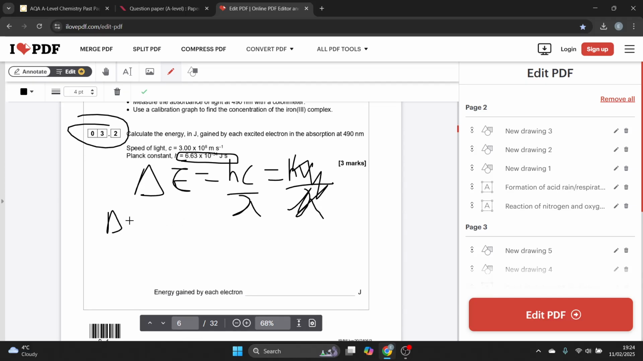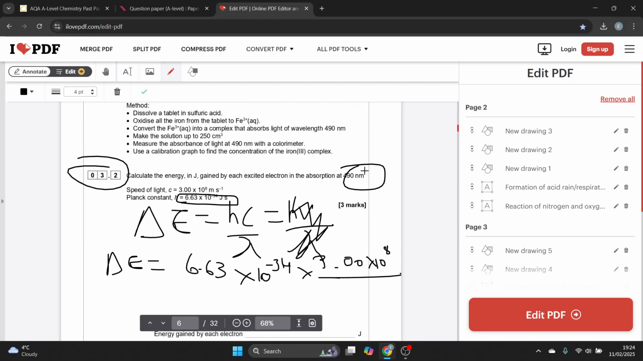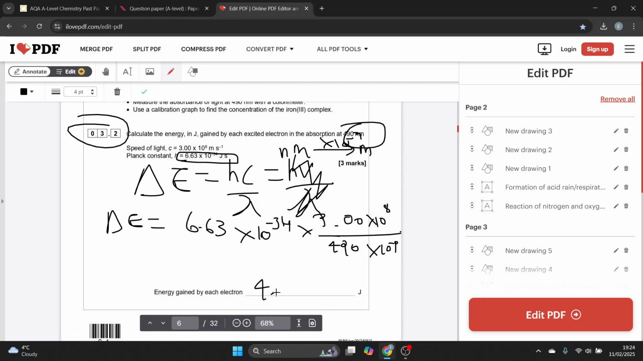Okay, so it's going to be delta E equals hc: 6.63 times 10 to the power minus 34 times c, which is 3.00 times 10 to the power 8, divided by lambda. Wavelength is measured in meters, so nanometers to meters, I'm going to have to times by 10 to the power minus 9. This is going to be 490 times 10 to the power minus 9, and I get 4.06 times 10 to the power minus 16 joules.